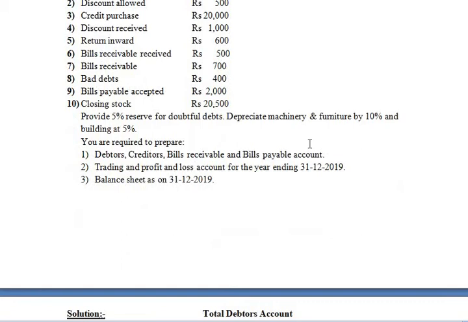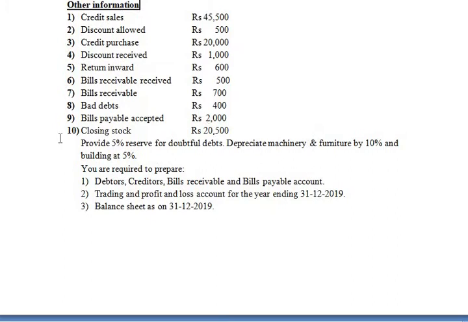Alright, then you have the other information wherein you have to provide discount. The other information is credit sales, discount allowed, then credit purchase, discount received, return inward, bills receivable received, bills receivable, bad debts, bills payable accepted, closing stock, and then you have to provide 5% reserve on doubtful debts, and depreciation on plant and machinery and furniture at 10% and building at 5%.